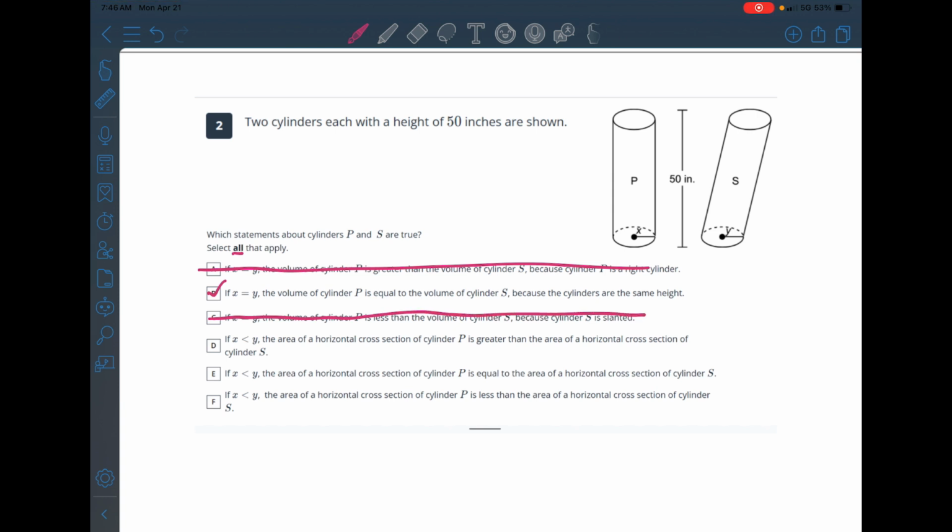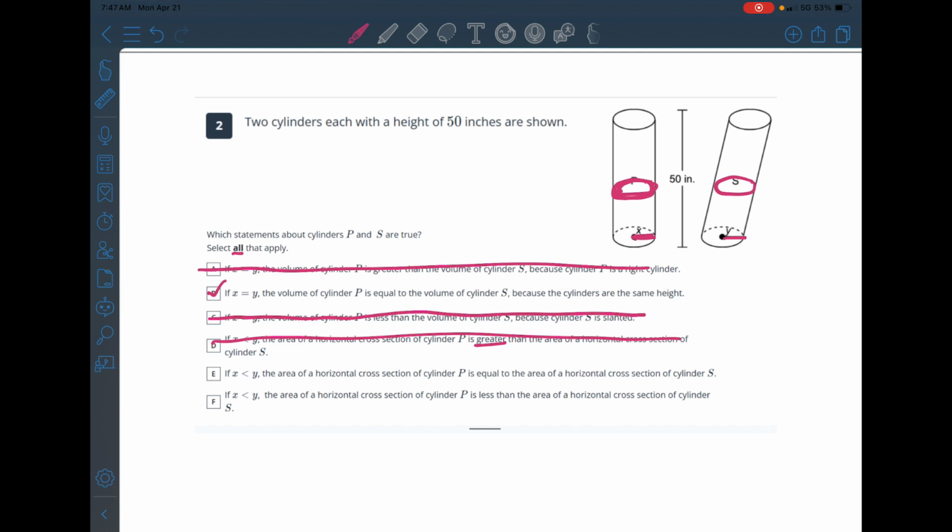Now we change things up a little bit. If X is less than Y, so if this radius is smaller than this radius, the area of the horizontal cross-section of cylinder P, which would make it a circle, is greater than the cross-section of S. Well, if the P radius is smaller, then that would mean this cross-section area is smaller than the other one. This one said that it's greater, so that does not work.